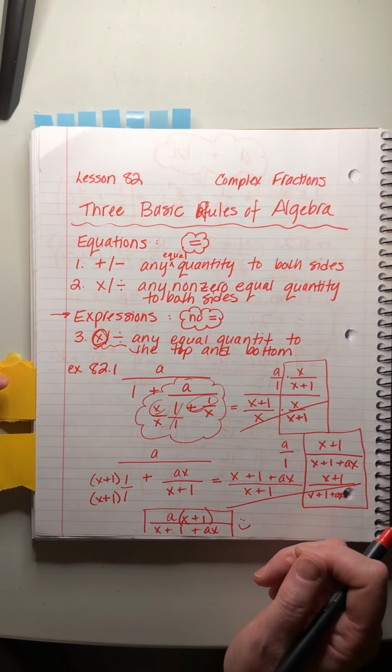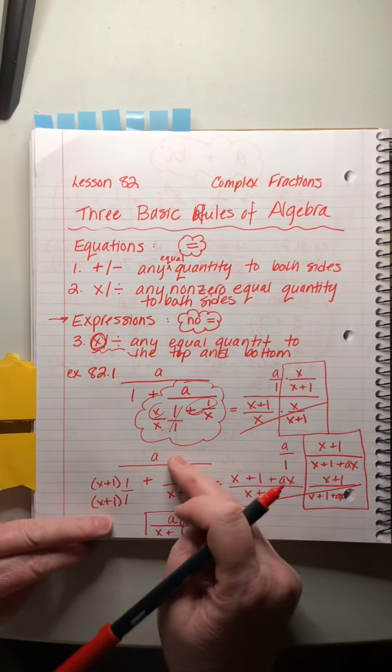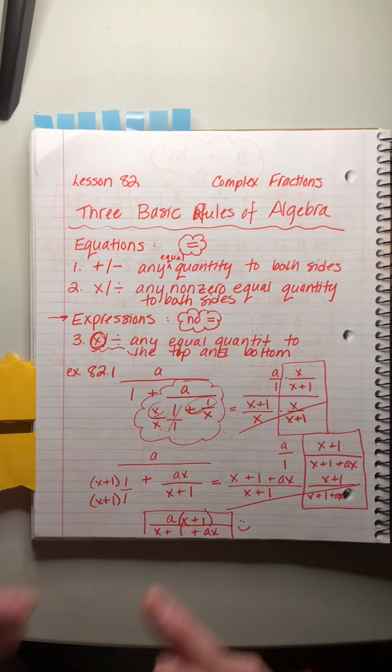Let me clarify that, right? If we get the denominators to match, we can combine them, but we can't add new numbers. We can only multiply.